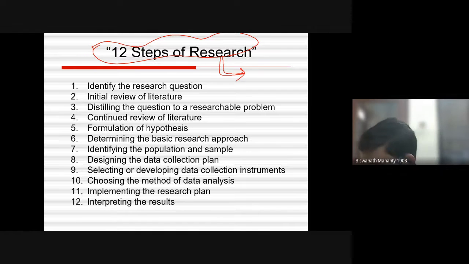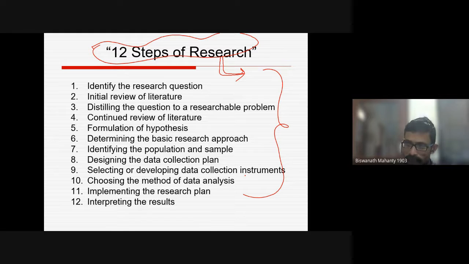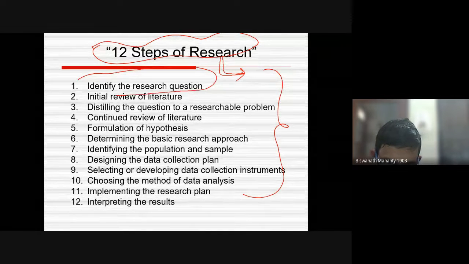So what I mean to say is that the 12 steps may not be really important, but when you do research, you will appreciate, yes, we are also following those steps, either knowingly or unknowingly. Maybe I'm not giving the names, but I'm doing them. What is the first one? Identifying the research question, which everyone will do.